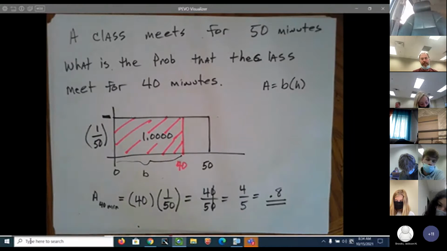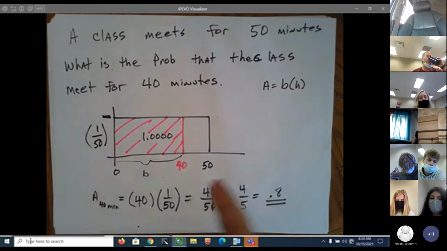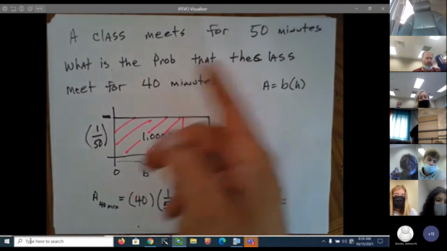I'm not going to spend a lot of time on it because you're only talking about 2 questions on the test, and they're the same. They're exactly the same, just different numbers.